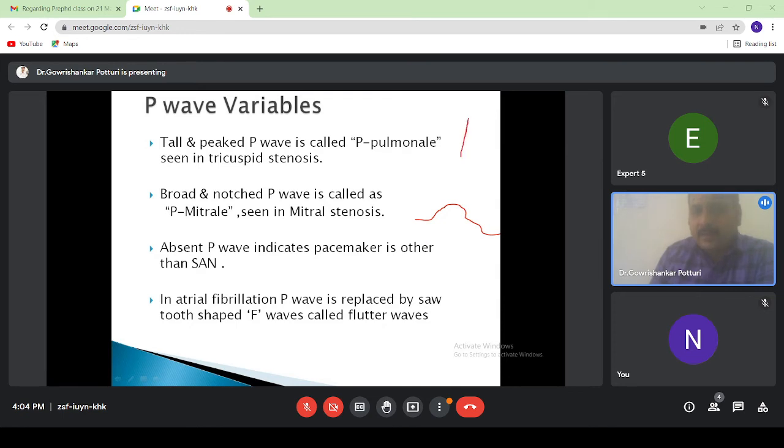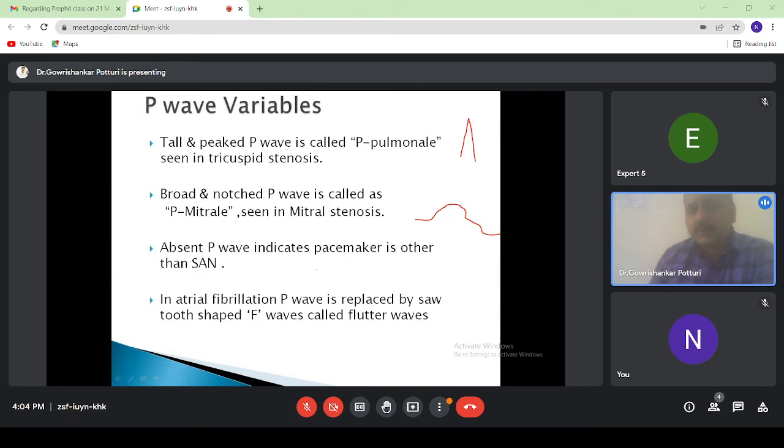Tall and peaked P waves are called P pulmonale. It is seen in tricuspid stenosis. Broad and notched P wave is called P mitral. It is seen in mitral valve stenosis.